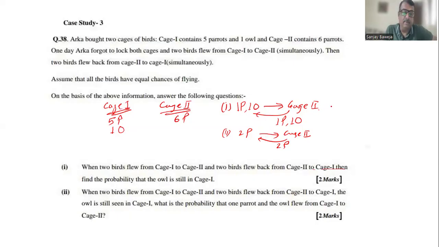So you just work out these things. For case 1, it is 5C2 divided by 6C2, right? Because for this, two parrots flew. And for the other case, 5C1, where one parrot and one owl have gone, into 1C1 divided by 6C2, and from cage 2, again one parrot and one owl, so 7C1 into 1C1 divided by 8C2. If you simplify this, you will get the answer of the question as 3/4.